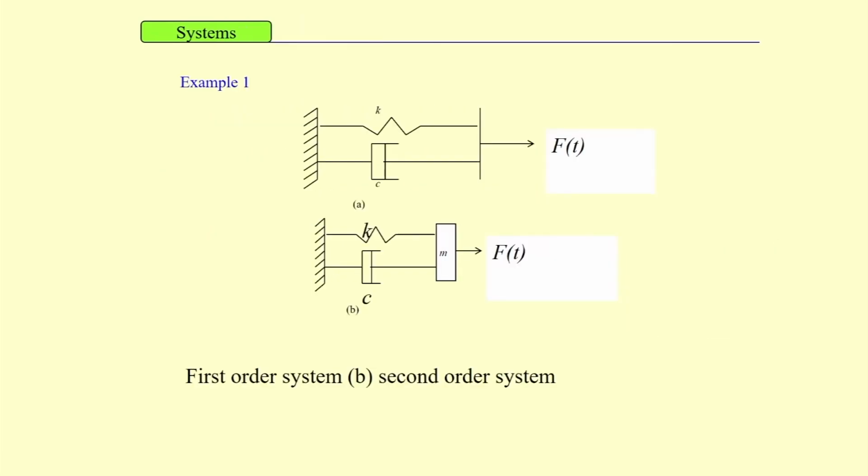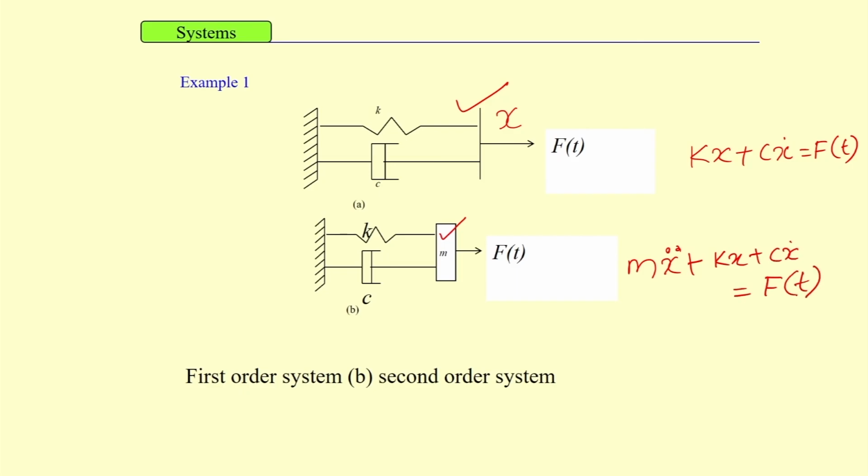Let us first see what we mean by the order of a system. For example, let us take this one. We have only a spring and a damper, and a force F(t) is applied. If it is displaced by an amount x, then we can write kx plus c x dot equal to F(t). Here the equation is a first order equation, but if we add a mass to the system, now we have an inertia force and the equation of motion can be written as m x double dot plus kx plus c x dot equal to F(t). So, this is a first order system and this is a second order system.